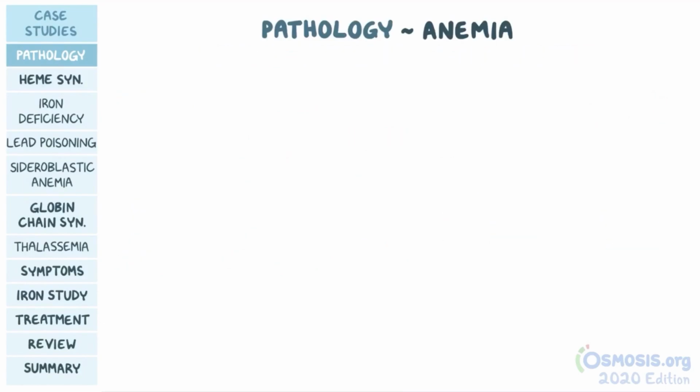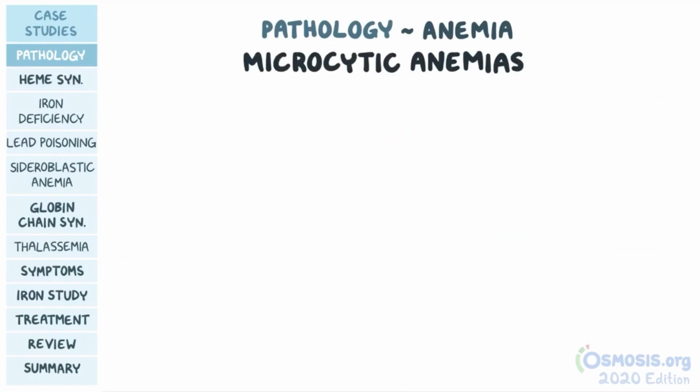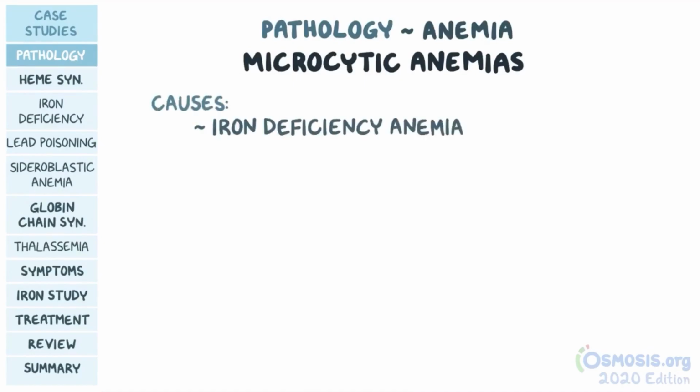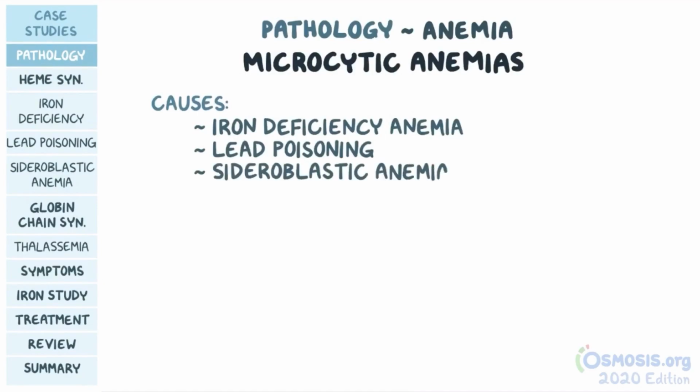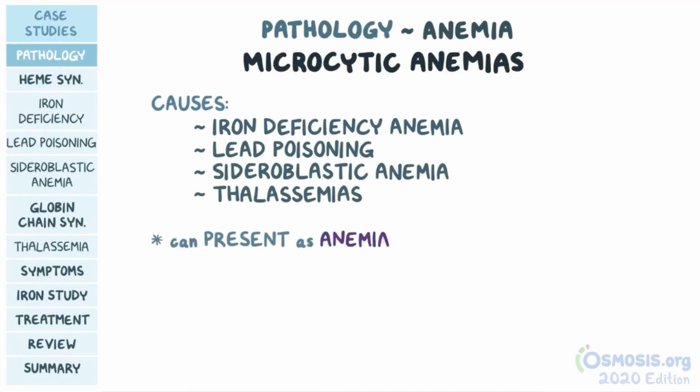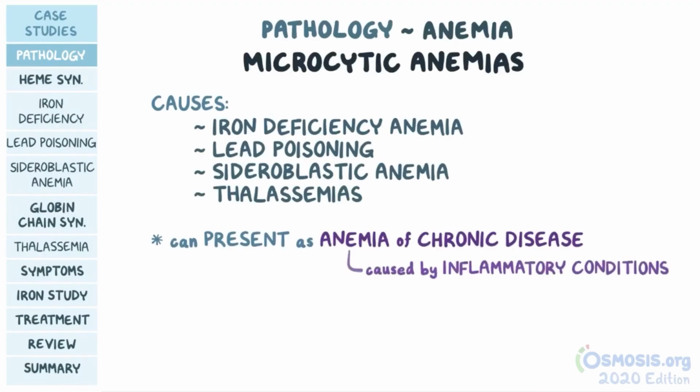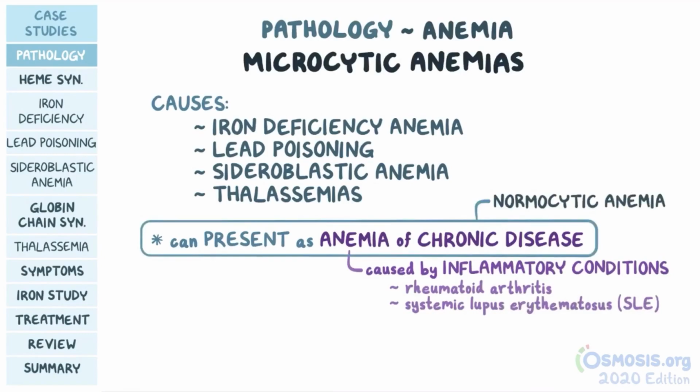Now let's focus on the microcytic anemias. And the most common causes are iron deficiency anemia, lead poisoning, sideroblastic anemia, and thalassemias. Although microcytic anemia can also present in anemia of chronic disease, which is caused by inflammatory conditions like rheumatoid arthritis and systemic lupus erythematosus, or SLE, it's usually classified as normocytic anemia.